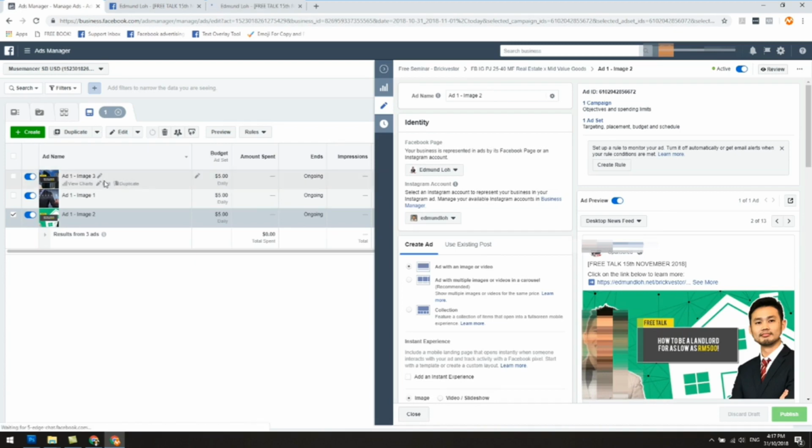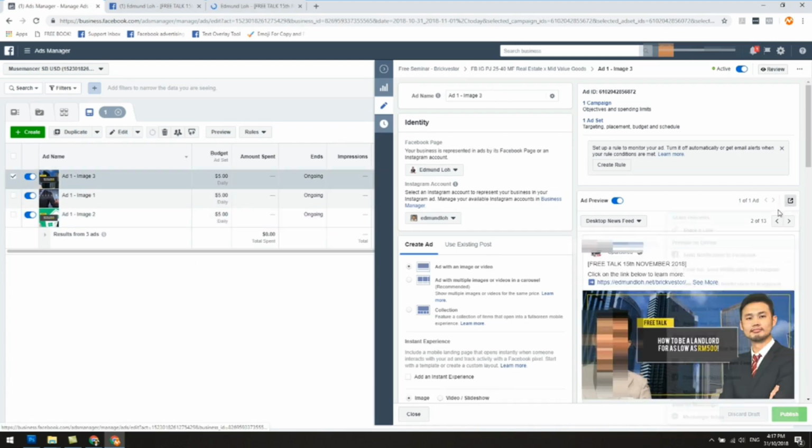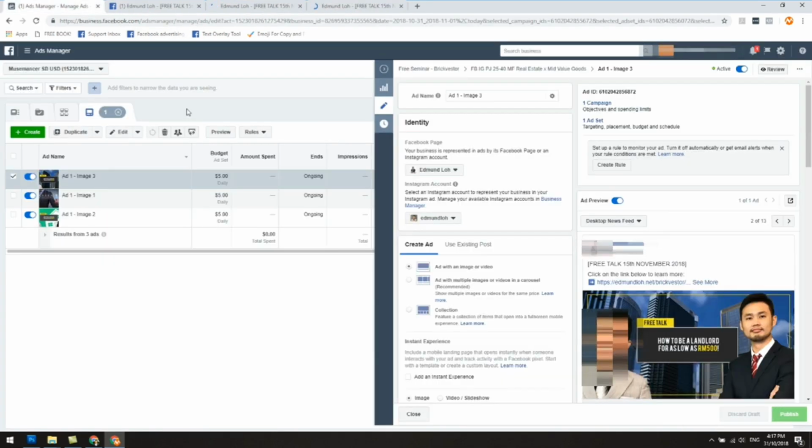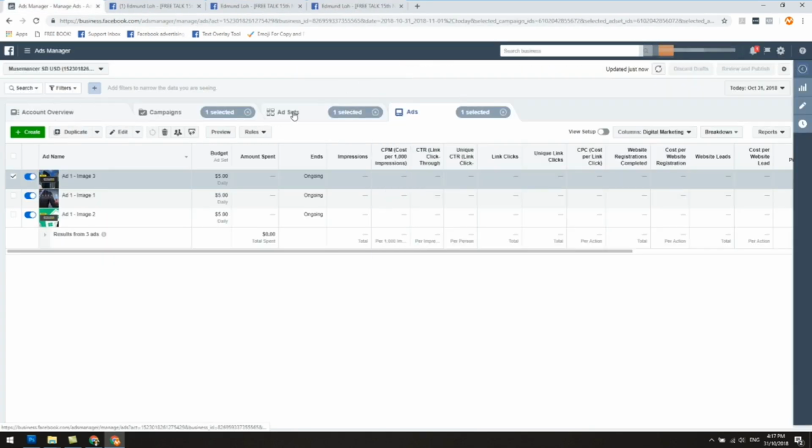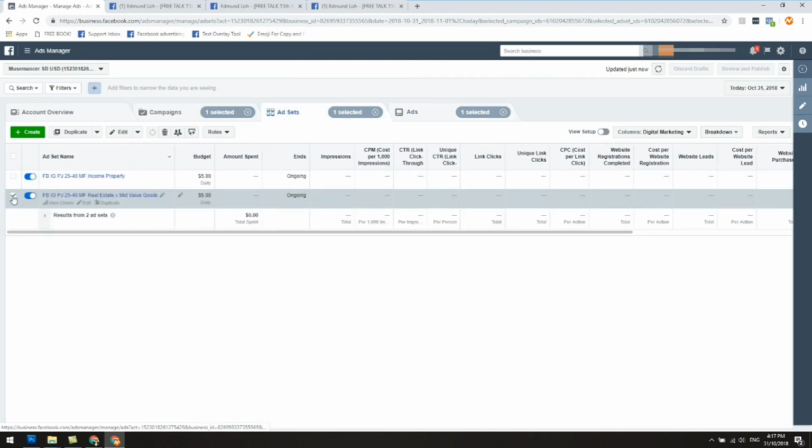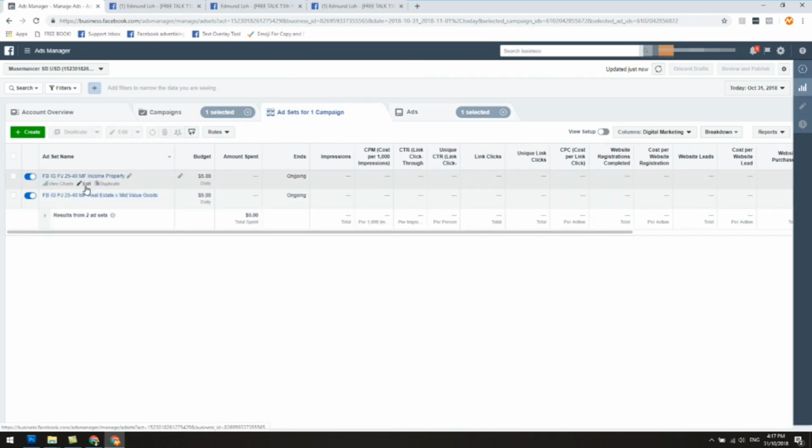And also the other one. All right, so there's a total of 3. Here's what's going to happen. Okay, we're going to go back to this ad set. We're going to go to the second ad set that we had just duplicated.